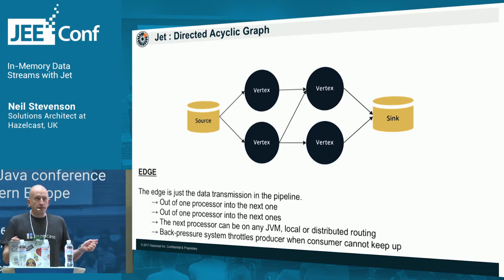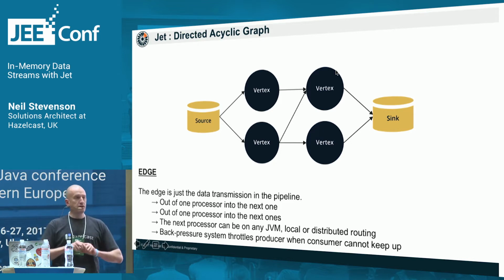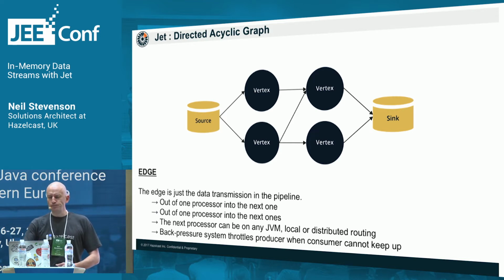And the other part of the directed acyclic graph is the edge, the lines that connect the processing. So this is just a pipeline. We're saying output coming from this box here goes to both the next stages. So we can split, we can duplicate, we can send serialize, various configuration options.